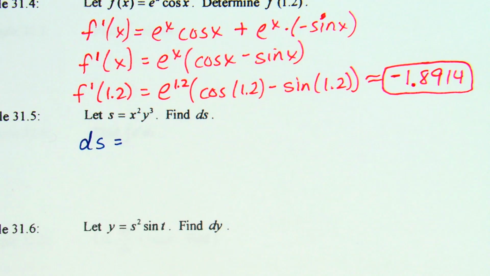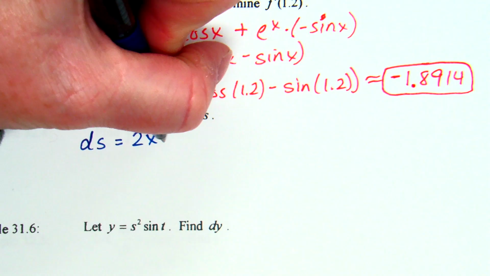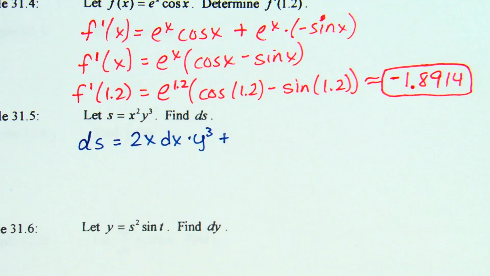Now, x squared y cubed. Derivative of the first, keep the second. What's the derivative of x squared? 2x. What variable did you just take the derivative of? X. So I'm going to say 2x dx. And then what still hangs around? Y to the third. Product rule says we add and do the opposite.